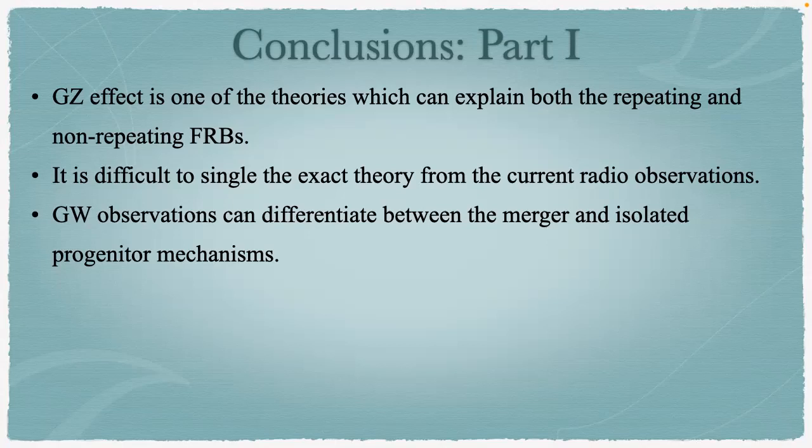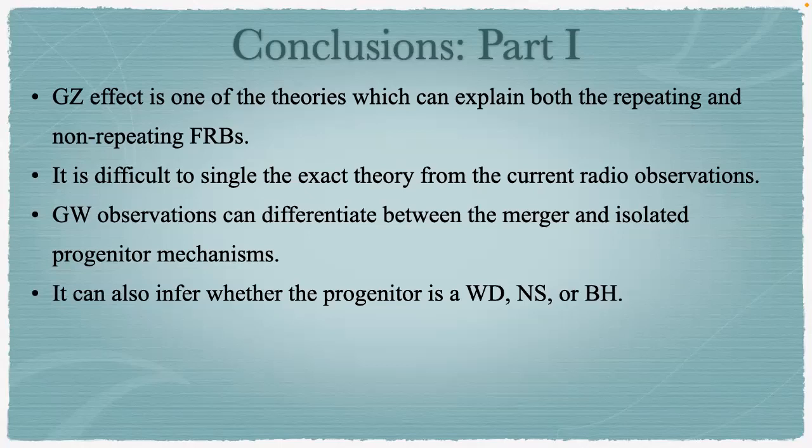But if it's an isolated object, for example, a rotating white dwarf or a rotating neutron star, and everything is within the capacity of our instruments, then it can also emit gravitational waves, which we can detect. So gravitational wave detection can differentiate between merger and isolated mechanisms. It can also detect whether they are white dwarf, neutron star, or black hole, as I showed. If it's a white dwarf, then some detectors can detect it. If it's a neutron star, then it cannot be detected. So this concludes my first part.